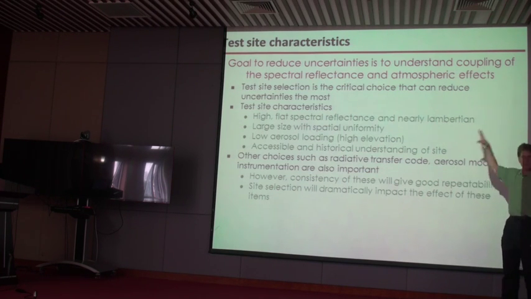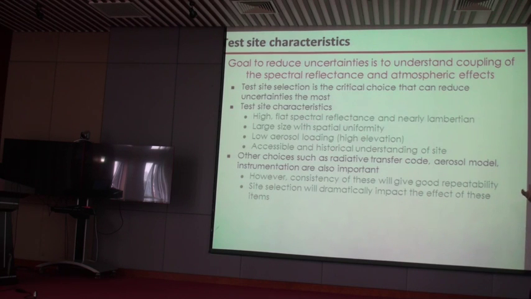These aren't even checklists, these are not guidelines, these are just conceptual things. And the whole goal, again, is we're trying to reduce uncertainties. And the way you will reduce uncertainty is understanding how the reflectance of the surface couples with the atmosphere and gives you a top of atmosphere radiance. What's nice is you can pick a test site that really helps you reduce your uncertainties. And that's what you're after.